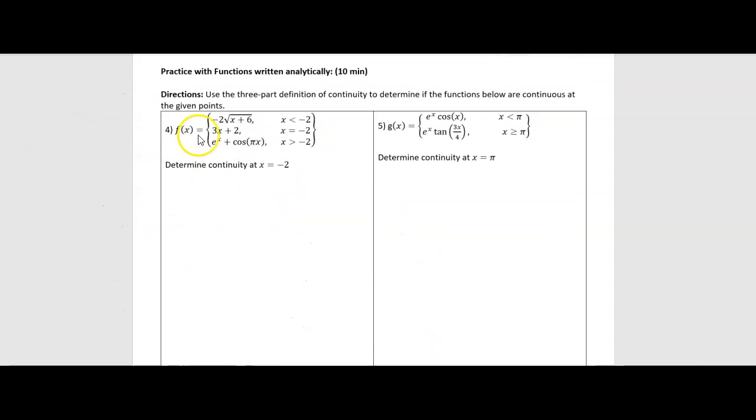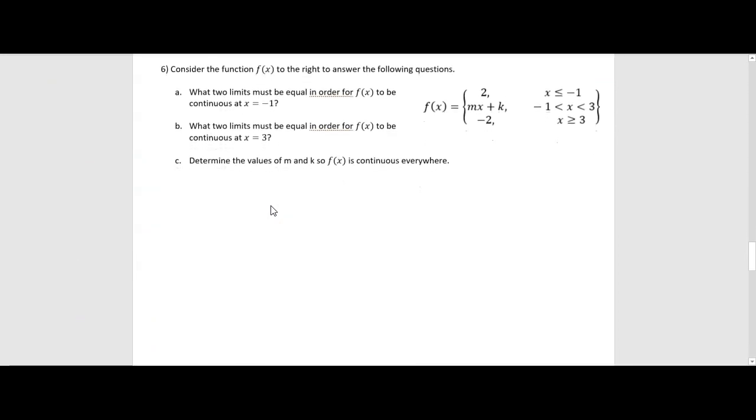So I'm going to clear all this up, and we are going to look at number 6 down below. It says, consider the function f of x to the right to answer the following questions. Part A, what two limits must be equal in order for f of x to be continuous at x equals -1? When it says what two limits, they're talking about the one-sided limits, because the one-sided limits must be equal in order for the regular limit to be equal. So we need to figure out what are the two one-sided limits that must be equal for it to be continuous at x equals -1.